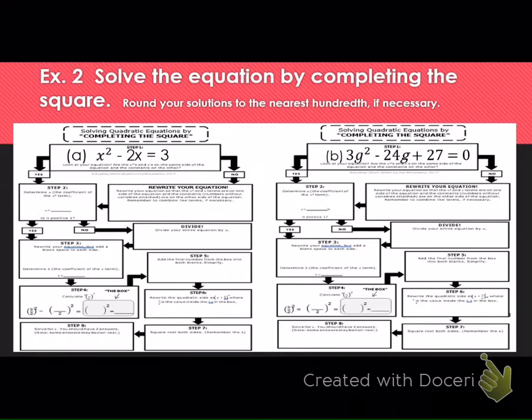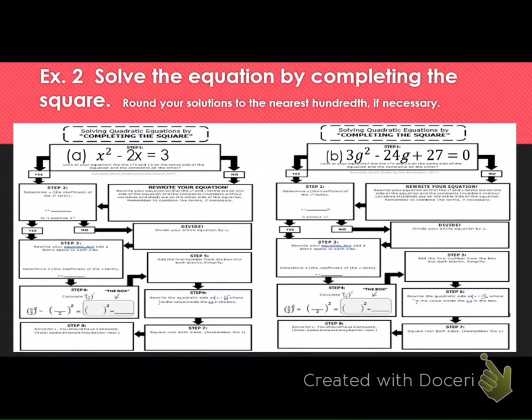If you look at letter A, x squared minus 2x equals 3. Look at the writing underneath it. It says, look at your equation. Are the x squareds and the x's on the same side of the equation and the constant on the other? So answer that question. Are the x's on one side and the constant on the other? Yes. So we get to follow the arrow that says yes. That takes us to step number 2.